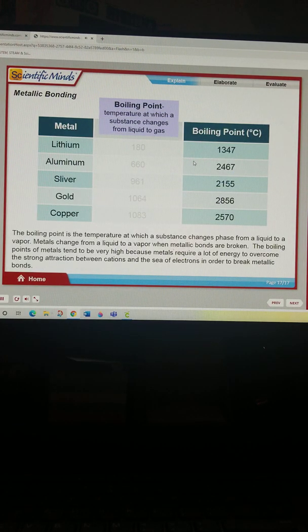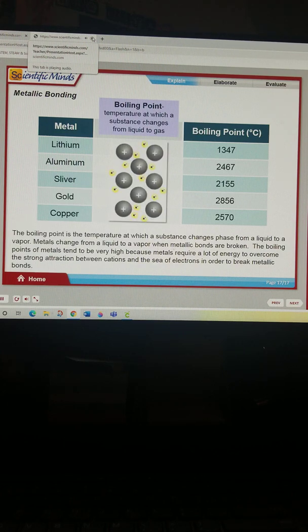The boiling point is the temperature at which a substance changes phase from a liquid to a vapor. Metals change from a liquid to a vapor when metallic bonds are broken. The boiling points of metals tend to be very high, because metals require a lot of energy to overcome the strong attraction between cations and the sea of electrons in order to break metallic bonds.